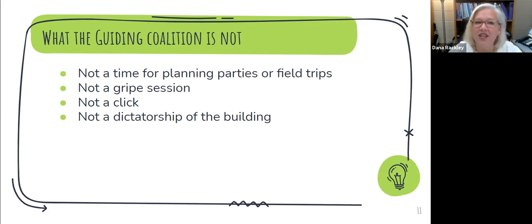Your guiding coalition is not a clique. It's not just handpicking certain people in the building that forms a clique. There are strategic ways that they can be chosen.